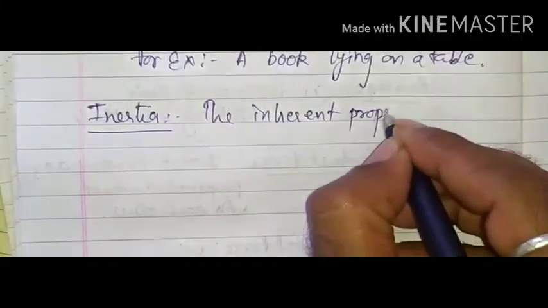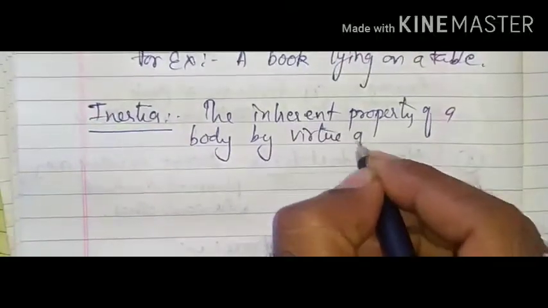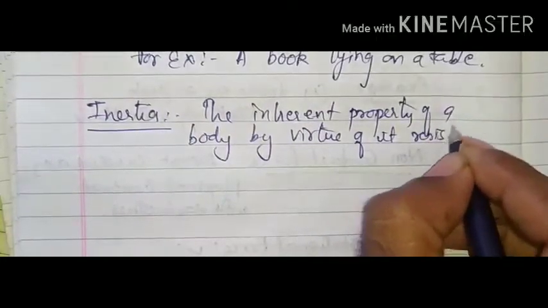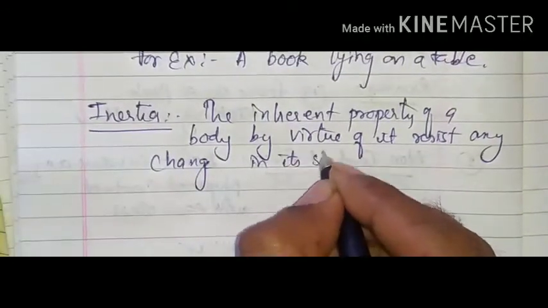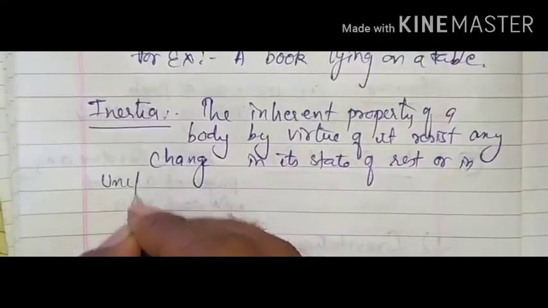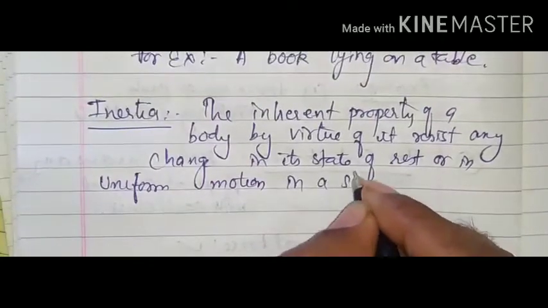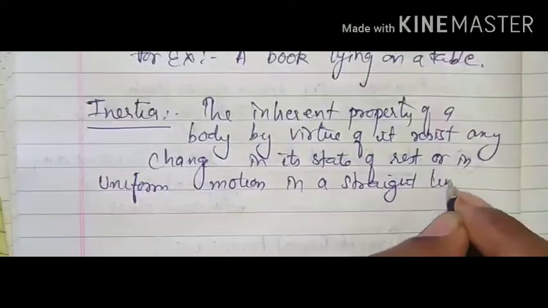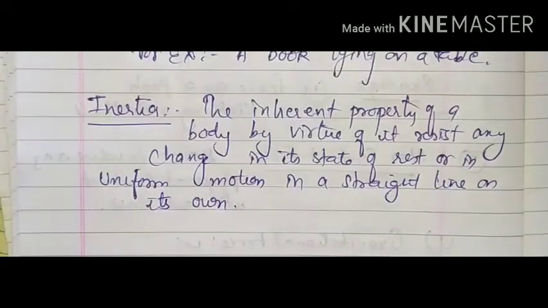So we can say the inherent property of a body by virtue of which it resists any change in its state of rest or of uniform motion in a straight line on its own is known as inertia.